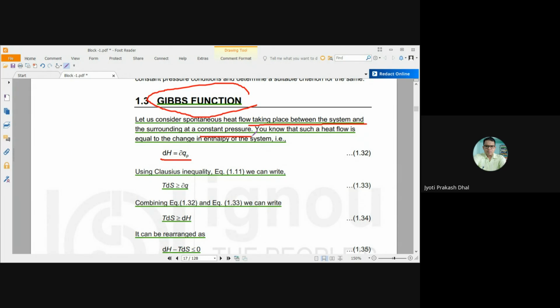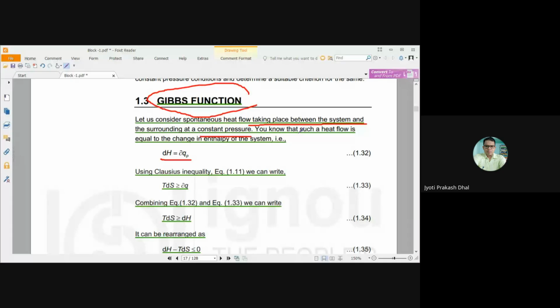When the process is carried out at constant temperature and constant volume, you should use Helmholtz free energy or work function. But if the process takes place at constant temperature and constant pressure, a new term will be there that is called Gibbs function or Gibbs free energy. So here we are considering that heat flow taking place between the system and surrounding at constant pressure.